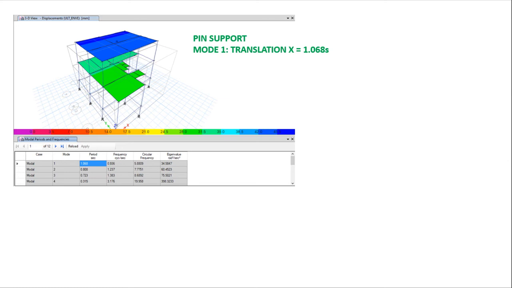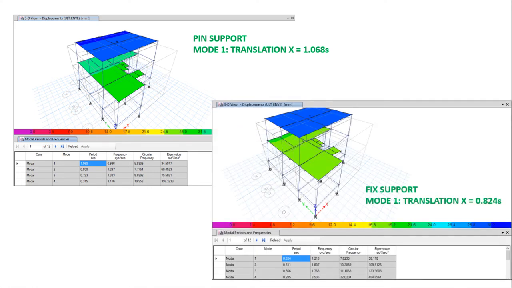Okay? Using ETABS 2016, ang pin support niya, mode 1 or translation in X, ang period niya is 1.068 seconds. Okay? 1.068 seconds. While kapag fixed support naman, meron siyang 0.824 seconds. So, lumiit siya ng almost 17 to 18%, di ba? So, talagang liliit talaga ang period when using fixed support conditions.